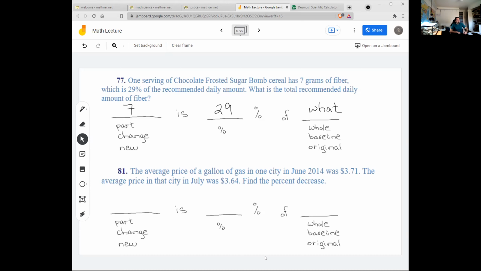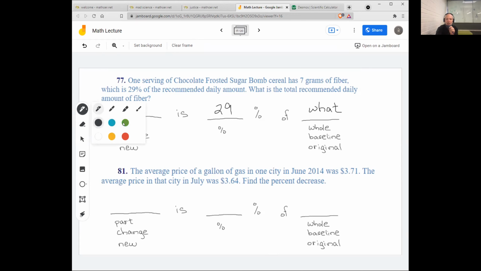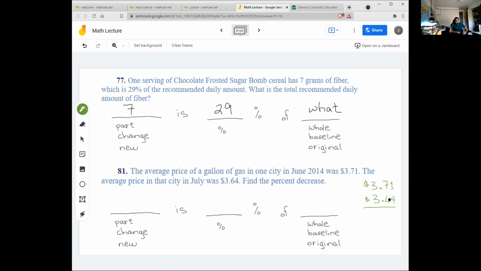Okay, Rick, you have your hand up. Let me know. So since we're wanting to solve for the percent decrease, we're trying to solve for the change. But the very first step is that we need to subtract $3.64 from $3.71 because that's the actual change. They haven't given the change to us. They've given us the start and the end figures. Correct. So that's going to be 7 cents. So the 7 cents becomes the part, the change. Right. So that's the part.